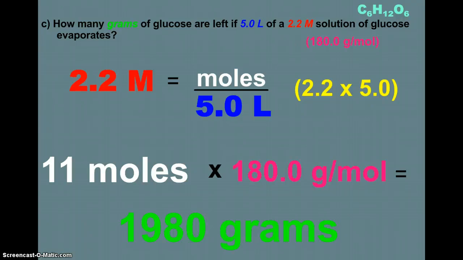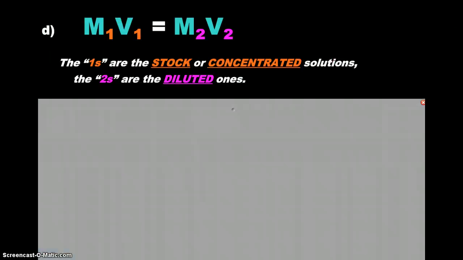Alright, the last part of this that we're going to look at is making dilutions. Oftentimes I need to dilute chemicals down before I give them to you in the lab. And when I do, I use this formula: M1V1 equals M2V2. It looks very similar to some of the gas law equations like Boyle's law. M, capital M, of course, is going to be a molarity. V, as before, is still volume. The 1s represent our stock solution, which means the very concentrated solution.